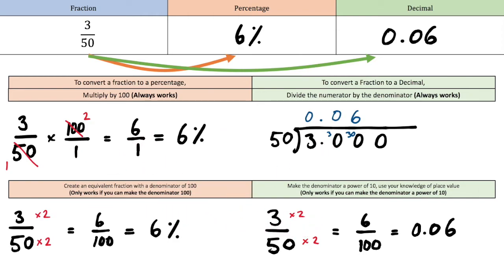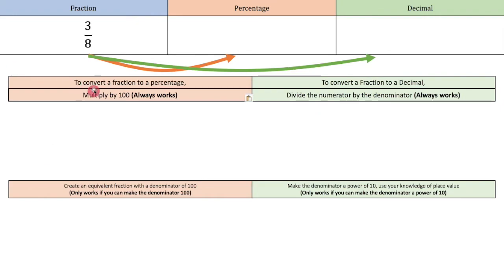So with that being said, let's now go on to our next example in which we have 3 over 8. So instead of going through this method, let's see if we can just do this method down here. So I have 3 over 8, and what I'm trying to do is create an equivalent fraction with the denominator of 100.